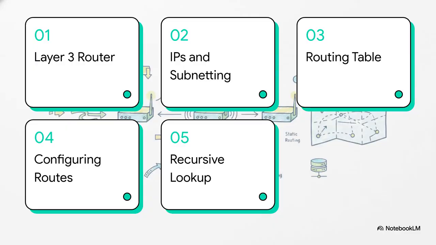Here is our agenda for the explainer. Number 1, meet the Layer 3 router. 2, IP addresses and subnetting. 3, inside the routing table. 4, configuring static routes. And finally, number 5, the recursive lookup process.